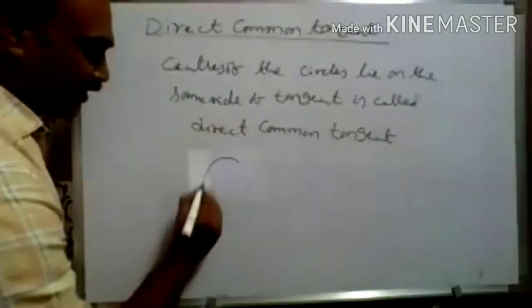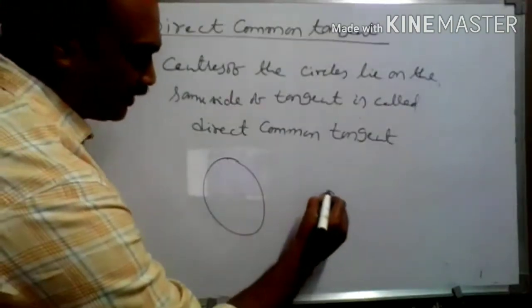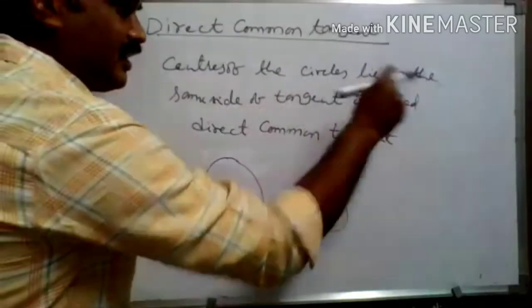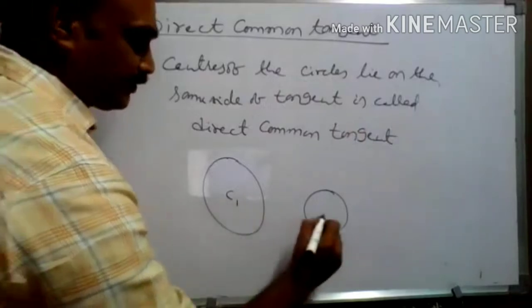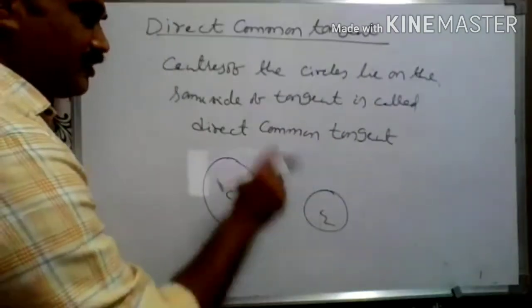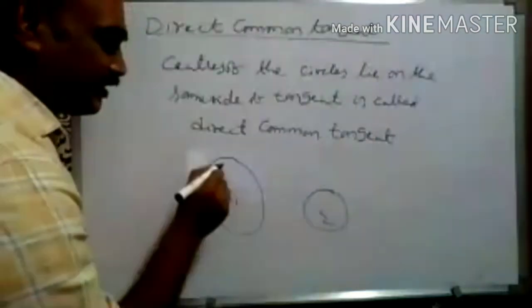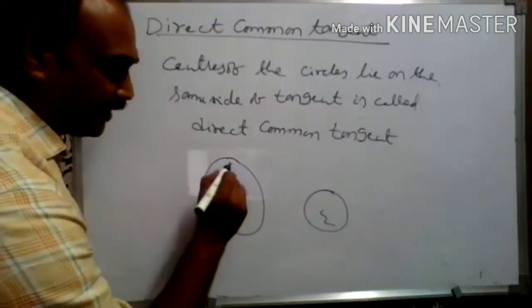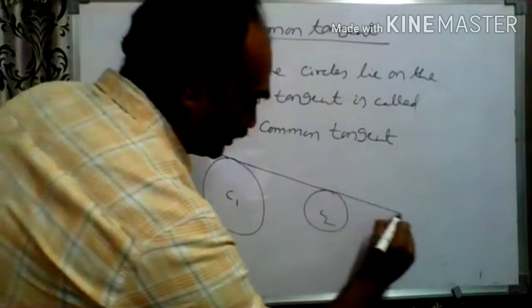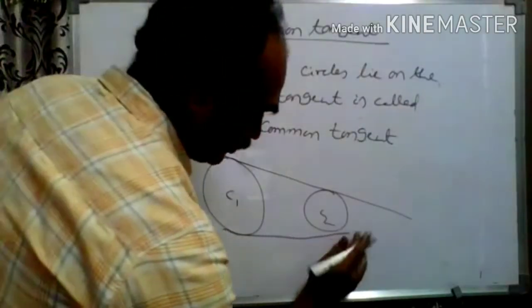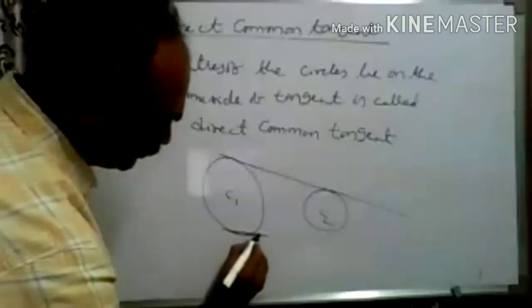Suppose I am taking two circles, S equals 0 and S dash equals 0. For a direct common tangent, the centers of the circles lie on the same side. This is C1, this is C2. So the centers of the circles lie on the same side of the tangent. This is a direct common tangent. This is also a direct common tangent. This is also a direct common tangent.